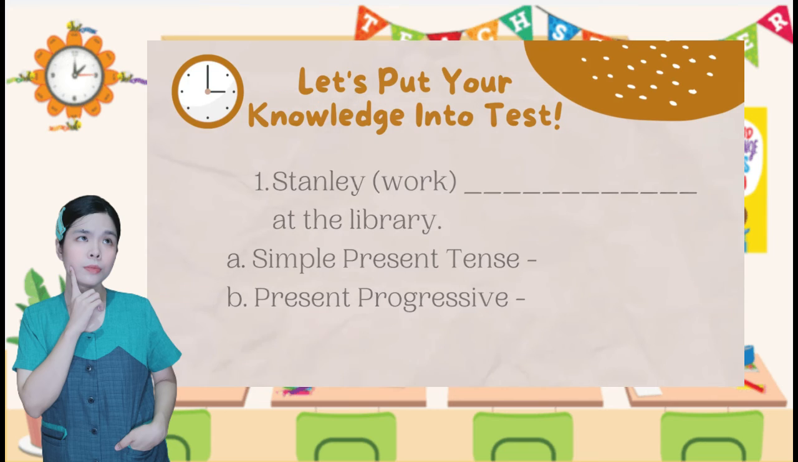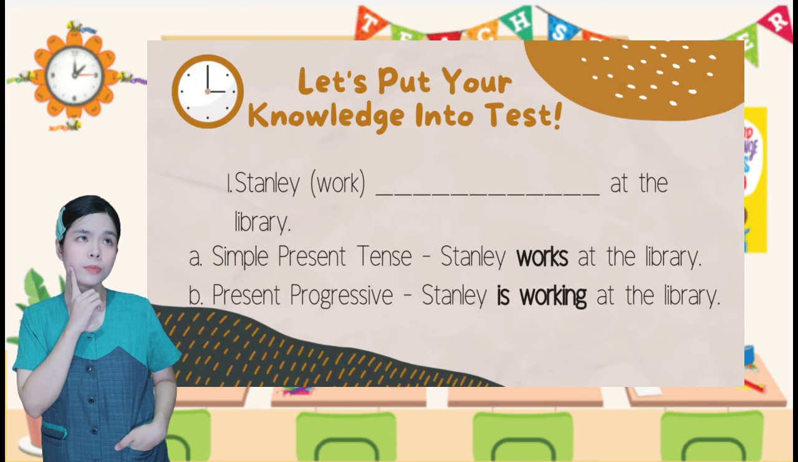Okay, so let us now know the answer. The simple present tense: Stanley works at the library. The simple present tense of the verb work is works. And now in the present progressive aspect, the present progressive of work is working at the library, since Stanley is a singular subject.